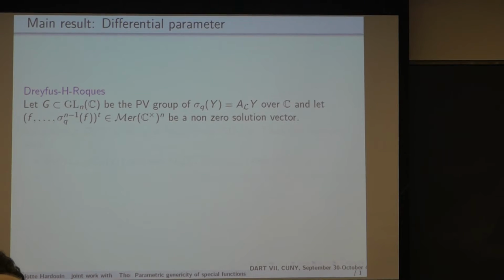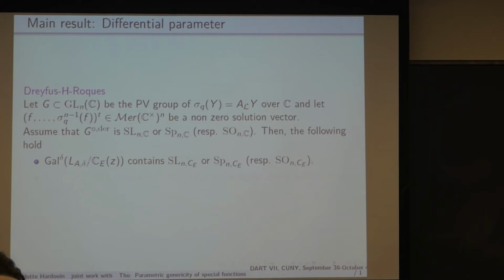Let G, a subgroup of GLN over C, be the Picard-Vessiot group of the system. We can do some comparison between the Picard-Vessiot group over C and the Picard-Vessiot group over the elliptic functions. And let F, sigma Q to the n minus 1 of F, be a non-zero solution vector. So we assume that the connected component of the commutator group of G is either SLN or SPN or SON. So it depends on N.